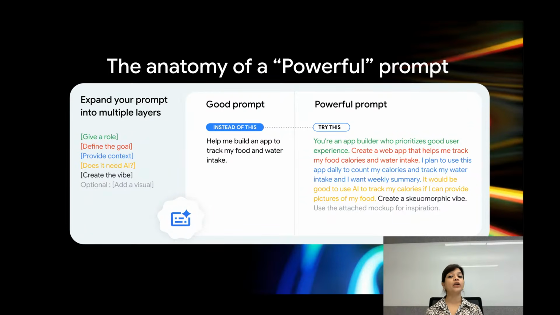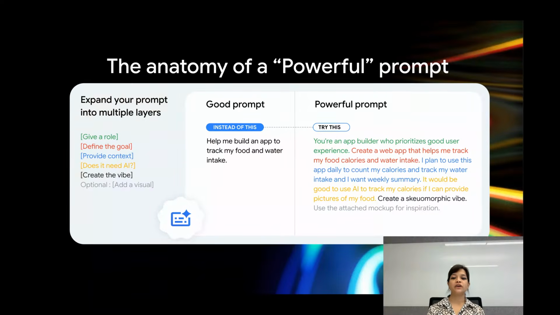Now, that is a context that you're adding, why you're building this, right? So you're giving more context as to how you'll be using it, who is the user, who's the end user, what kind of usage, what kind of questions will come in, and all that. And then you're suggesting that it would be good to use AI to track my calories if I can provide pictures of my food. Now, this statement establishes the need to use AI for the application.